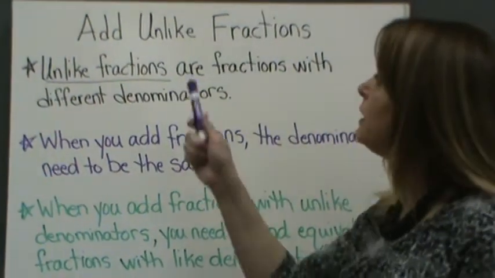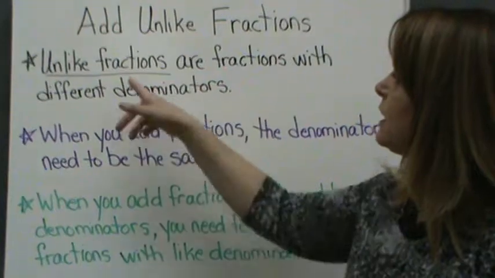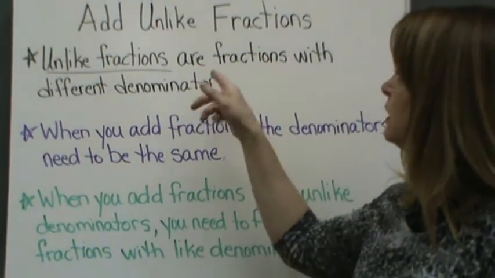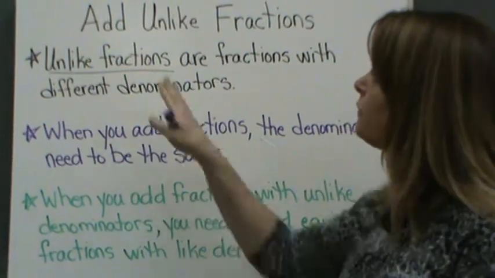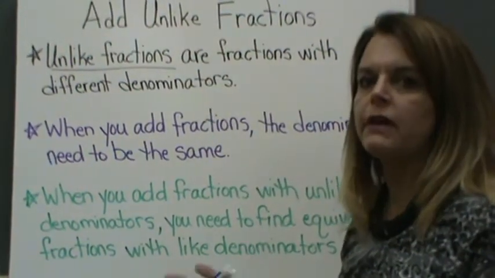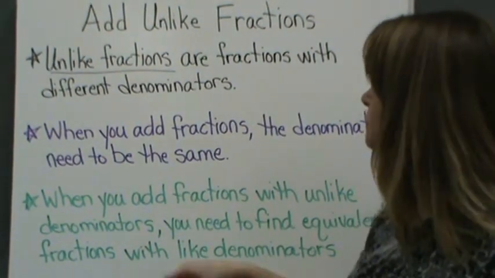This lesson is all about adding unlike fractions. First thing you need to know is that unlike fractions are fractions with different denominators. So if you're trying to add two fractions and they have different denominators, then these are unlike fractions.